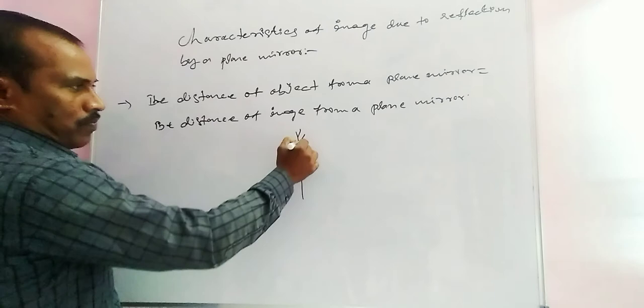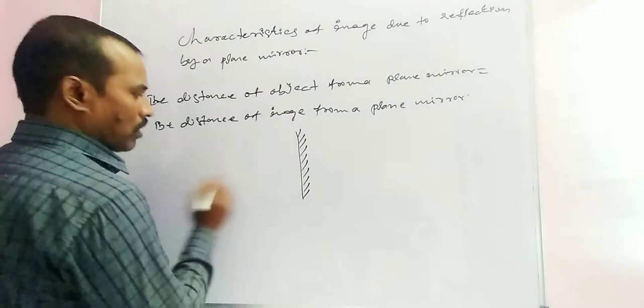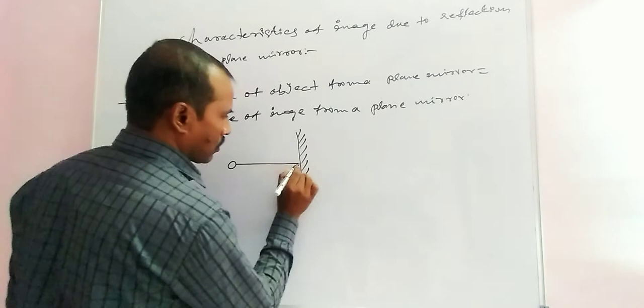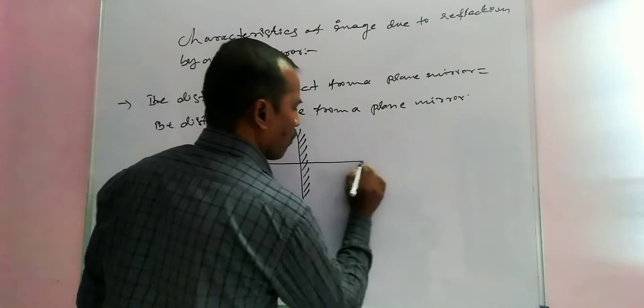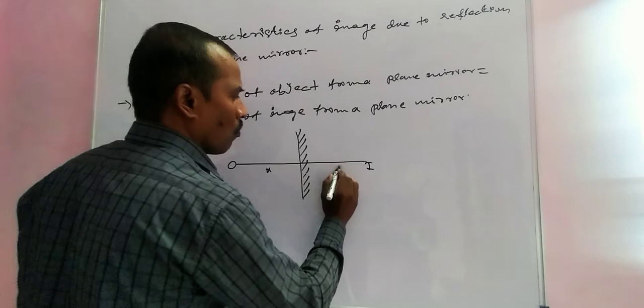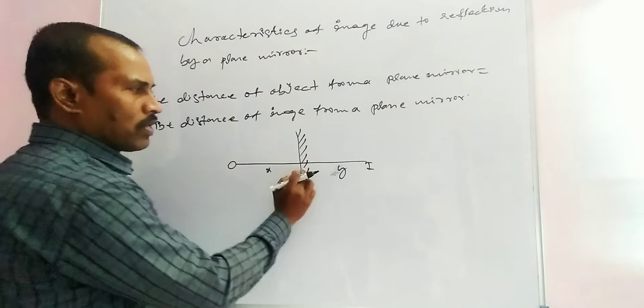Okay, that means here, this for example is a plane mirror. The distance of the object, for example O, from the surface of the plane mirror, for example X. The image of this object is behind the mirror, this also X, or for example this one Y. The distance of the object from a plane mirror is equal to the distance of the image from a plane mirror.